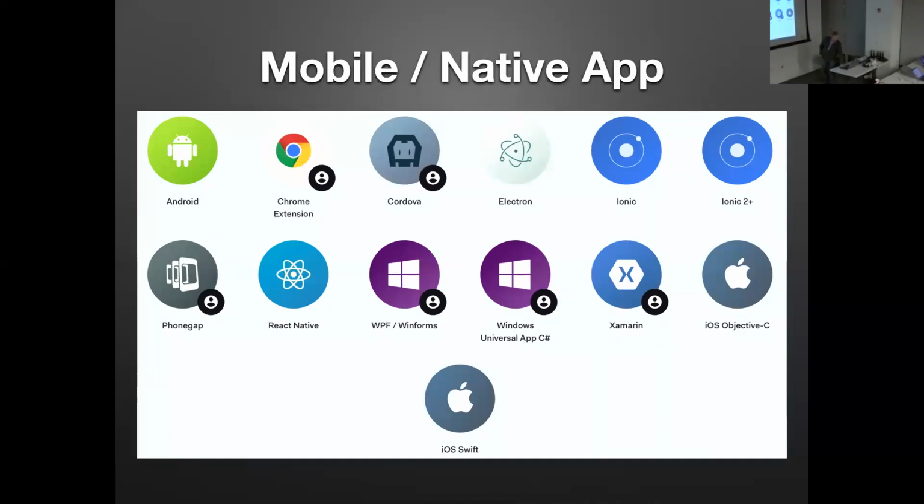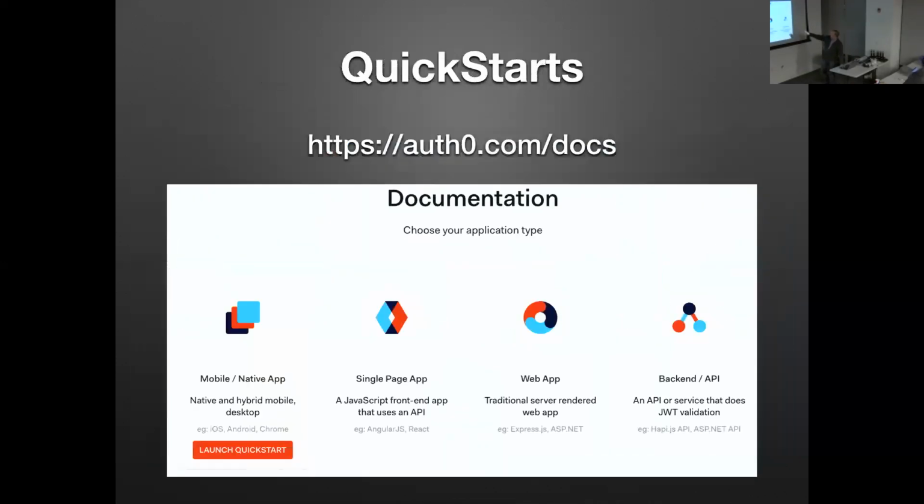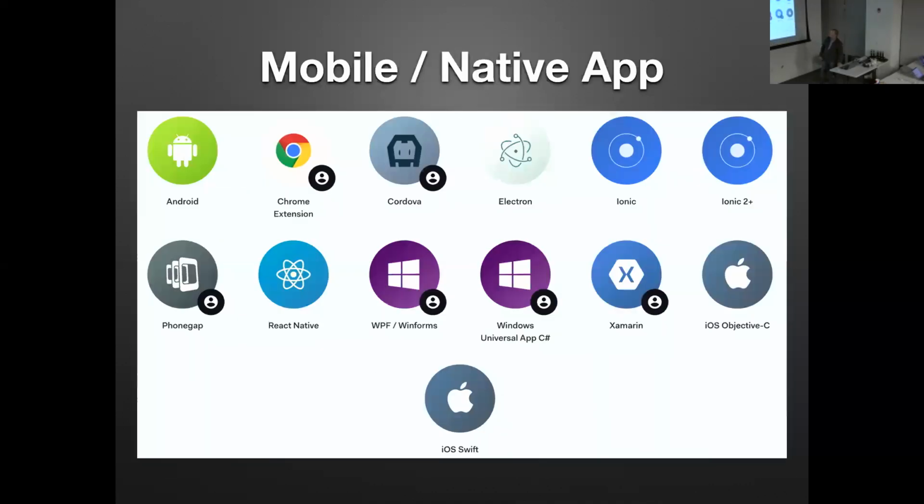Okay, so this screen here has 4 different app types, and I'll have 4 slides following that show the different technologies behind each one. So mobile native apps, we've got Android. There's also the hybrids like PhoneGap, Cordova. We've even got Chrome extensions, Swift, Xamarin, Windows things.